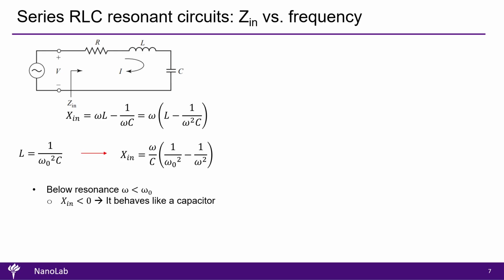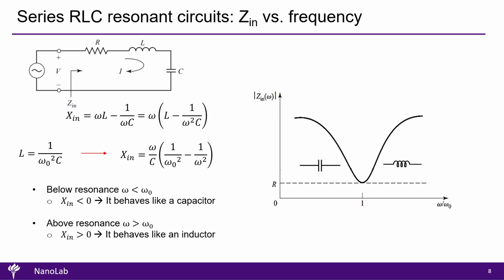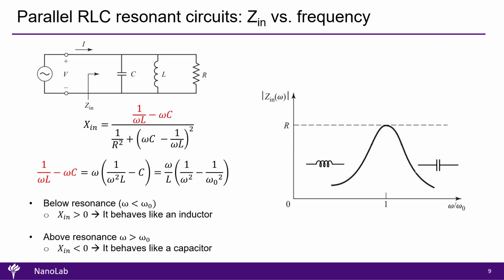Therefore, the magnitude of its impedance decreases as the frequency increases. Above resonance, Xin is positive, which means that the circuit behaves like an inductor, so the magnitude of its impedance increases with frequency. A similar analysis of the parallel RLC shows that below resonance, its reactance is positive, meaning it behaves like an inductor, and the magnitude of its impedance increases with frequency. Above resonance, the reactance becomes negative, meaning it behaves like a capacitor, and the magnitude of its impedance decreases as frequency increases.